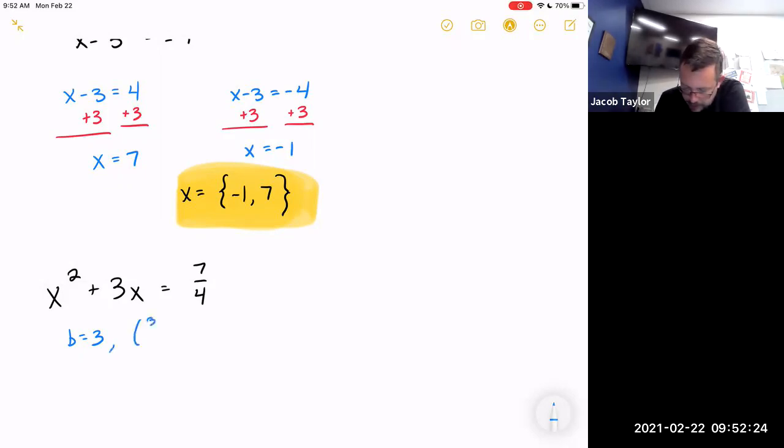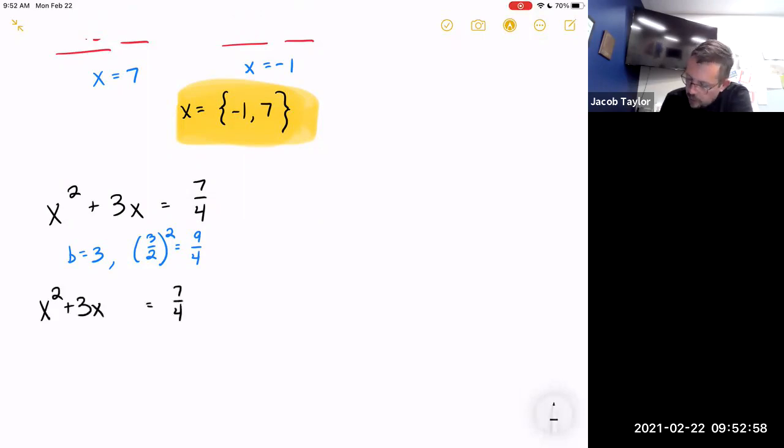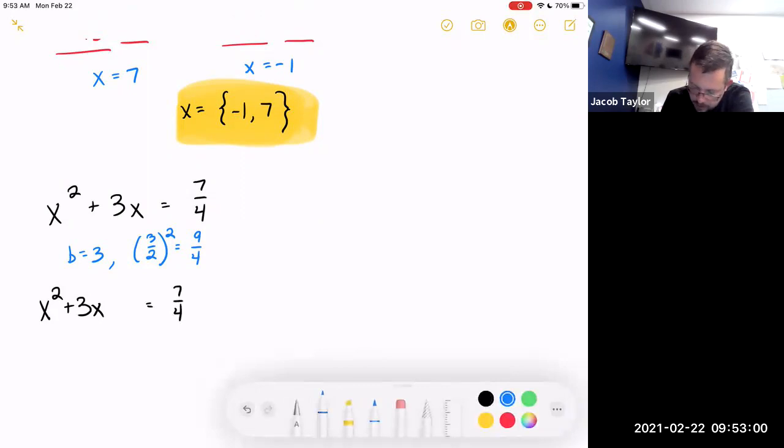Okay, so I do 3 divided by 2 and square it. If you try to type this into the calculator, it's going to give you a decimal, which is not ideal. I think I'd rather just deal with the fraction. The main reason I'd like to deal with the fraction is because my fraction here has a denominator of 4, and my other side also has a denominator of 4. So dealing with the fractions is going to be pretty simple in this problem. So I will have my x squared plus 3x equals 7/4, and I'm going to add 9/4 onto both sides.